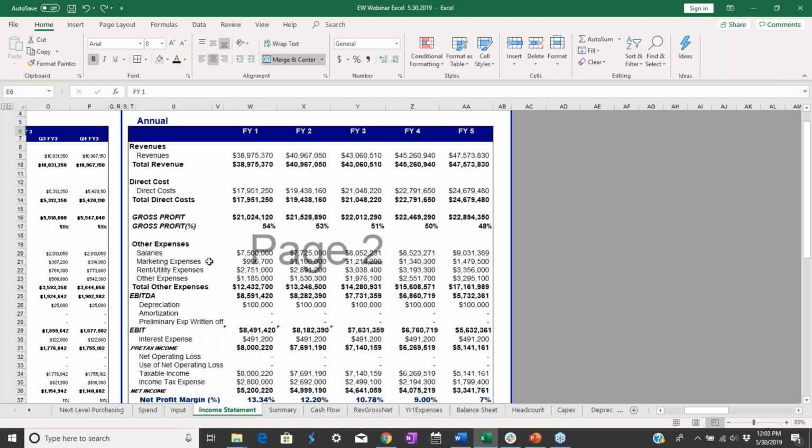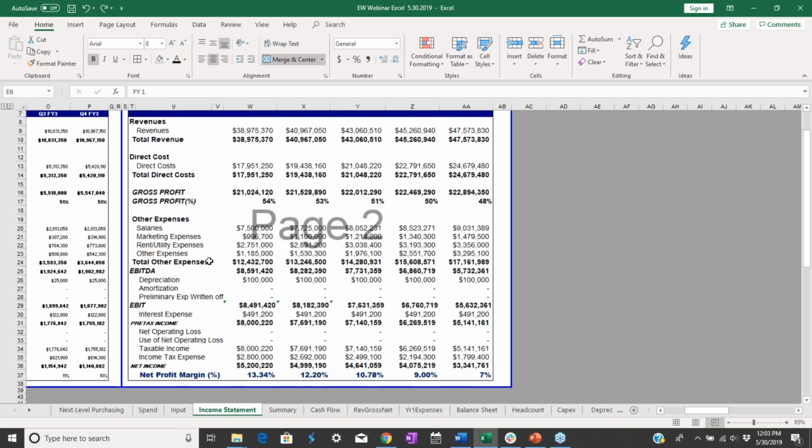You have the other expenses, right? You have the earnings before taxes and depreciation, etc. The pre-tax income, net income. So this is a typical profit and loss statement.